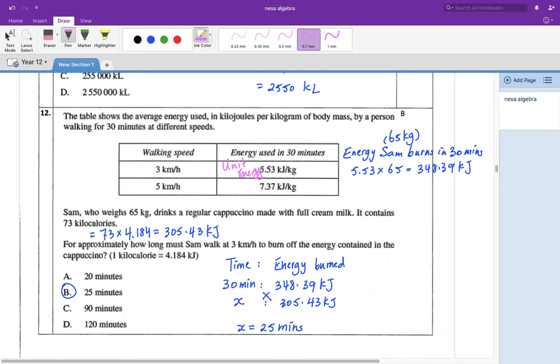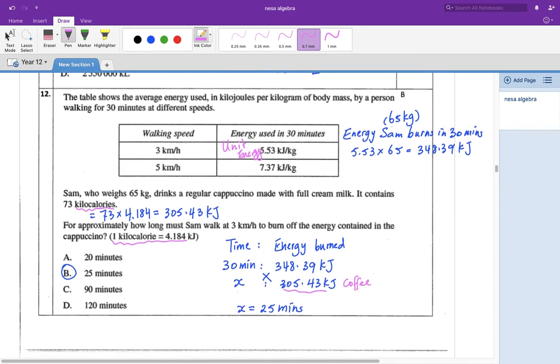But then he drank a cappuccino, which was this many calories. You need to change into kilojoules because in the question, it's kilojoules, right? And it tells you the unit conversion. So you times the calories by 4.184. That's how many kilojoules that is. So if in 30 minutes, Sam burns this many kilojoules, how many minutes can he burn this many kilojoules from the coffee? And then you do cross multiply again. It's a ratio question.